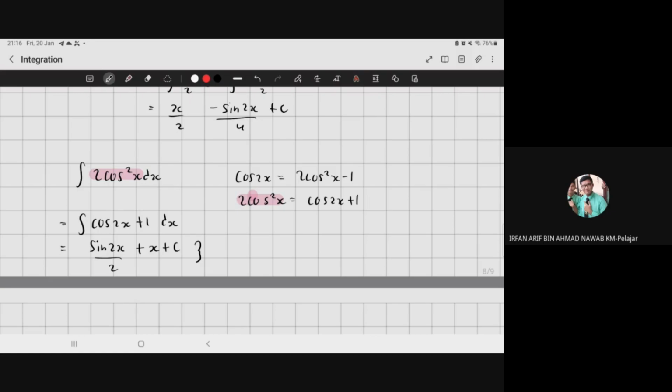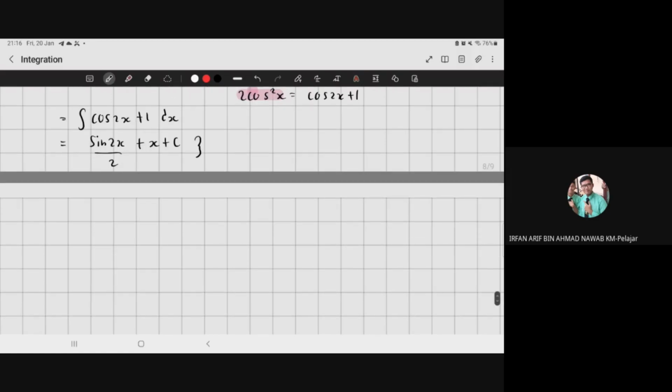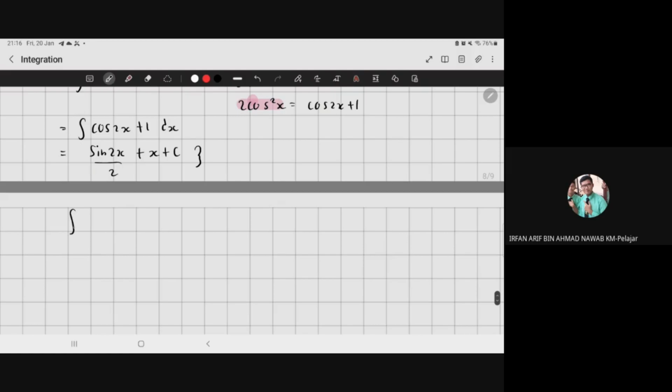I have another one before we move on to the compound angle formula. Let's go through one last one, which is the integral of 3 sine square x over 2 dx. Now you might be puzzled, because all of a sudden we have to deal with a fraction, which is x over 2. But no worries, let us see a pattern.